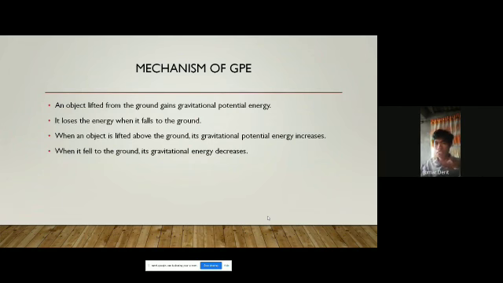For example, here you can see me. Can you see me in the picture? Yes, sir. For example, this is the ground, and you bring it up, and that will mean that this object already possesses potential energy. But if I bring it higher, if I increase its distance from the ground, it will gain more and more gravitational potential energy. So that is the mechanism of gravitational potential energy. The farther you get from the ground, the more gravitational potential energy you gain.